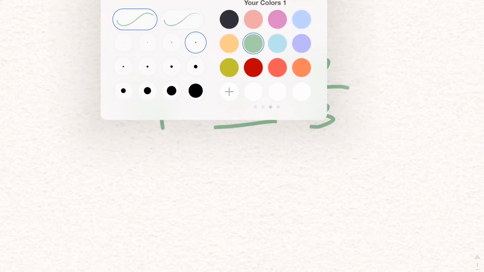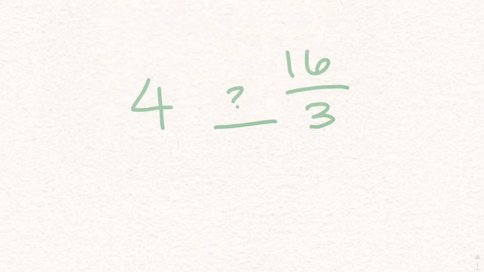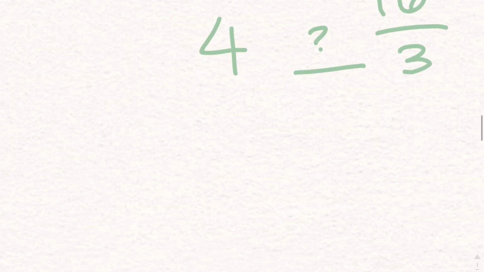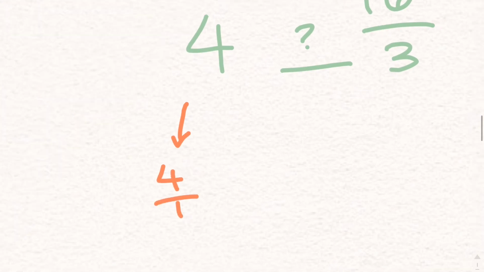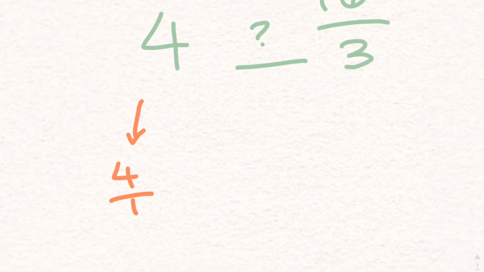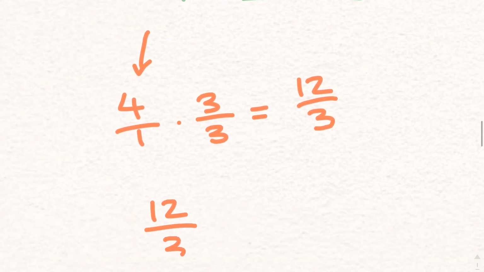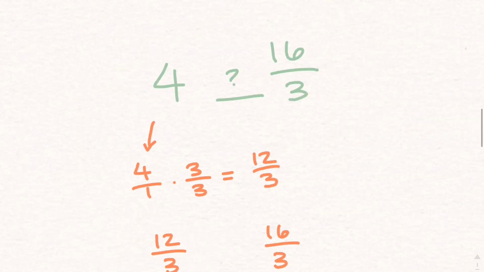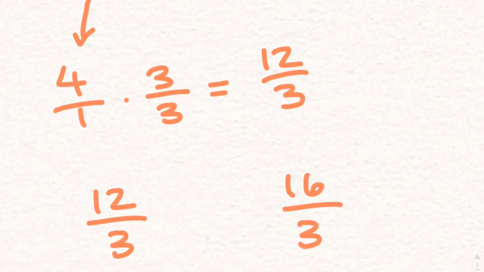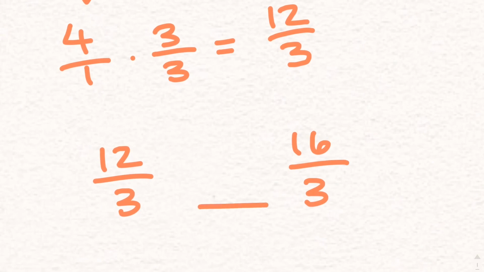So in order to compare rational numbers, there's two very common ways. The first one is going to be finding a common denominator between the two. So 4 can also be written as 4 over 1, which has a denominator of 1. So if we multiply by 3 over 3, which simplifies down to 1, so you're technically just multiplying it by 1, that would be 12 over 3. So now we can compare 12 over 3 with 16 over 3, and they have the same denominator. So now it's very easy to see that 12 is less than 16, so 12 over 3 is going to be less than 16 over 3.